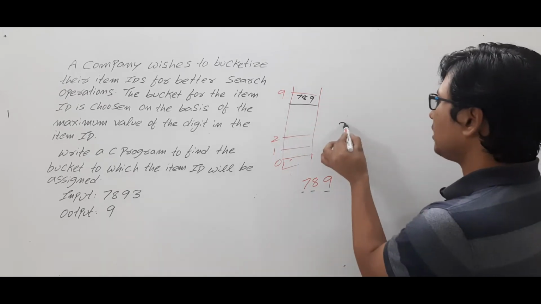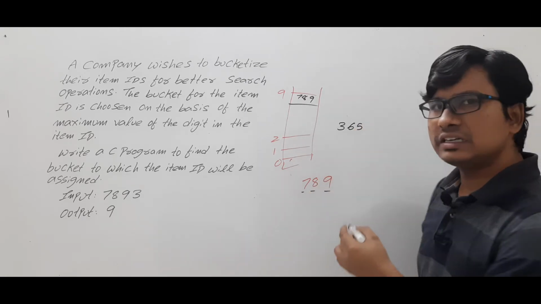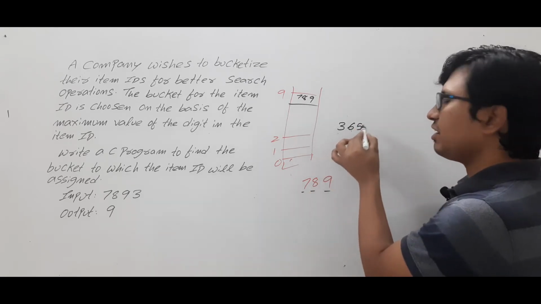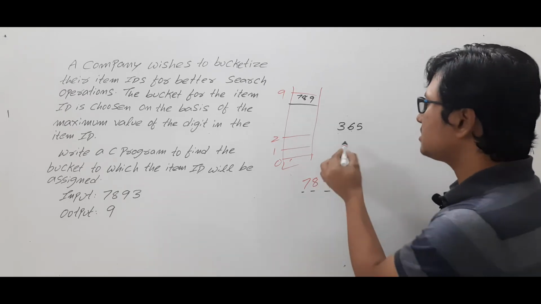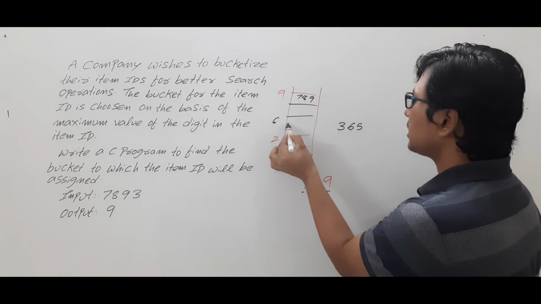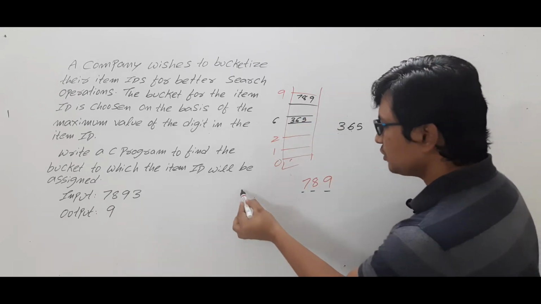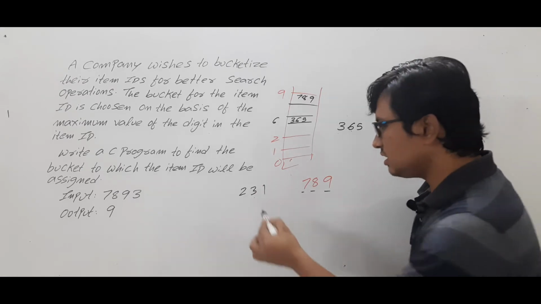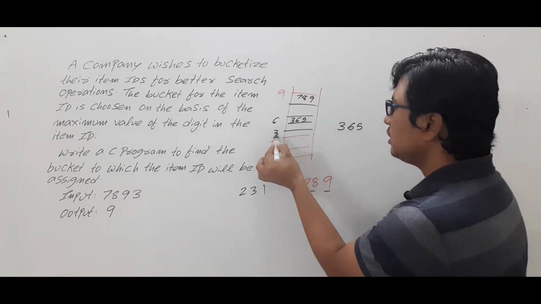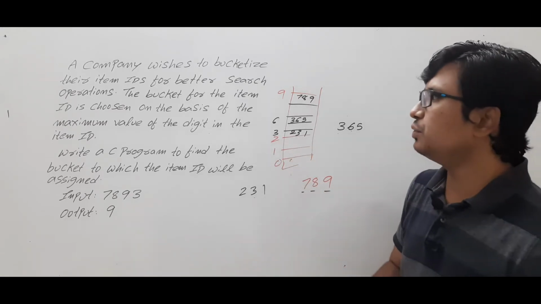Similarly, let's take that I am taking 365. Among them, what are the digits? 3, 6, 5 are the three digits. Among them, which is the maximum digit? 6. At index 6, you can place this number 365. Similarly, if you take 2, 3, 1, among them, which is the maximum digit? 3. So at the index 3, you can place this number 231. That is what they are doing here.